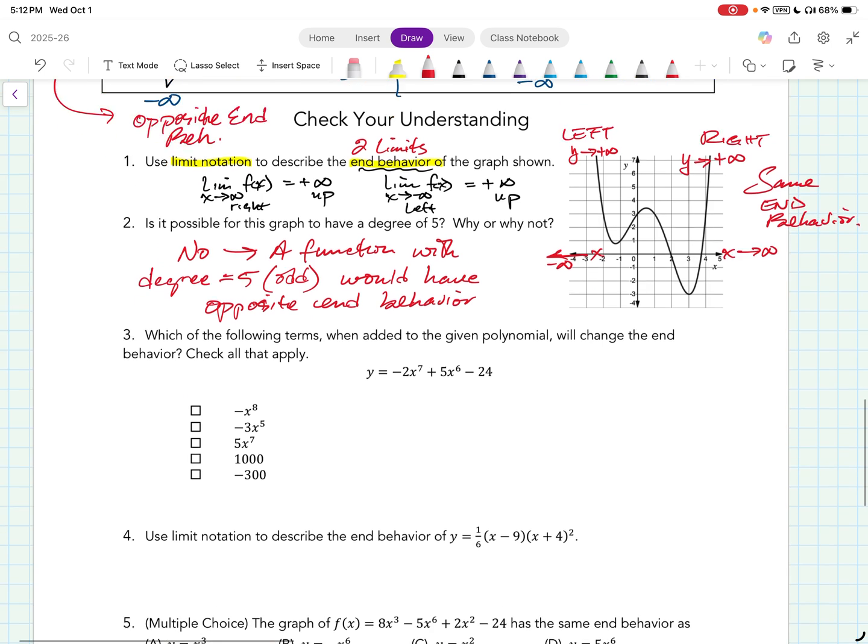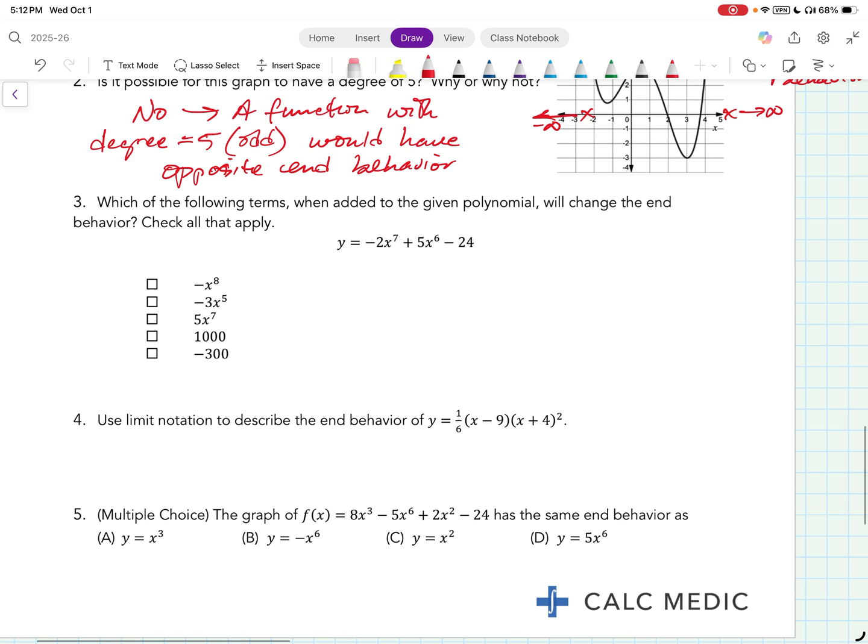Okay, number 3. Which of the following terms, when added to the given polynomial, will change the end behavior? Well, if you add in a negative x to the 8th power, now that's the highest degree and it's even, so that would definitely change things. If you add in a negative 3x to the 5th, that's not the highest degree, so that's not going to cut it.